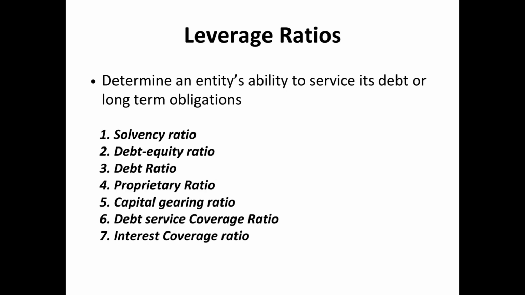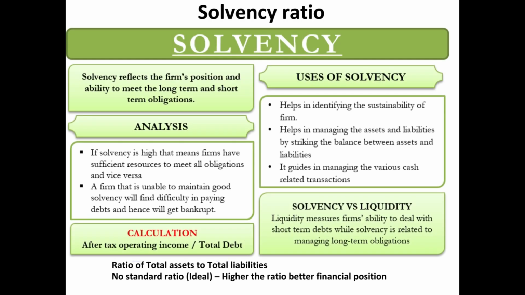Let's zoom in on the solvency ratio. This ratio, as we see here, reflects the firm's position and ability to meet the long-term and short-term obligations. If solvency is high, that means firms have sufficient resources to meet all obligations, and vice versa. A firm that is unable to maintain good solvency will find difficulty in paying debts and hence will get bankrupt.